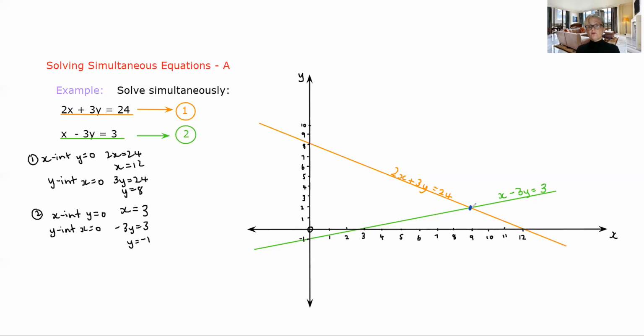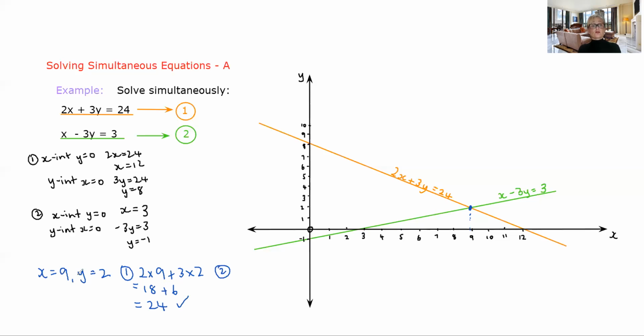And reading this one off here, we can see that we've got an x value of 9 and a y value of 2. Let's just check by subbing into both of these equations that that is in fact a solution to both of them. So in equation 1, if we do 2 times 9 plus 3 times 2, what do we get? We get 18 plus 6. Yes, that is 24. So yes, equation 1 is definitely satisfied.